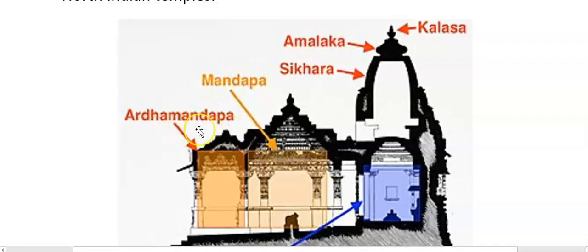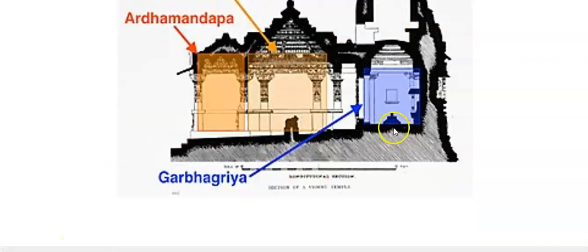Then we have Ardha Mandapa also. In many of the temples we will see this. Ardha Mandapa is just the parallel structure of Mandapa, and it is also seen in North Indian style. And then importantly, we have the Garbhagriha, where the main deity of the temple has been placed.